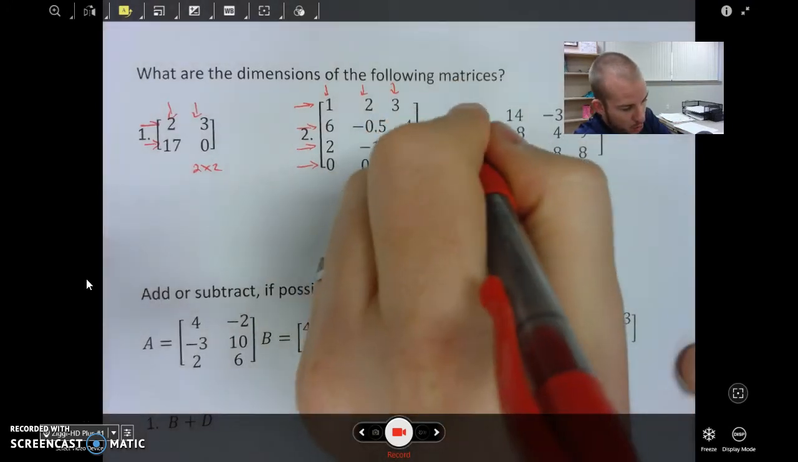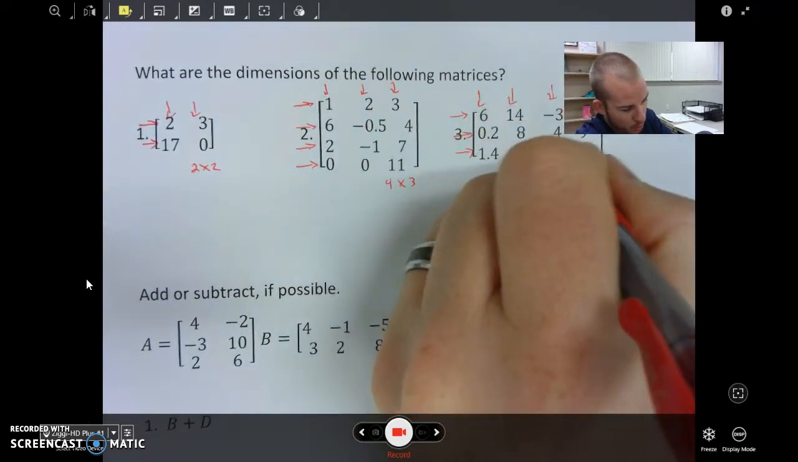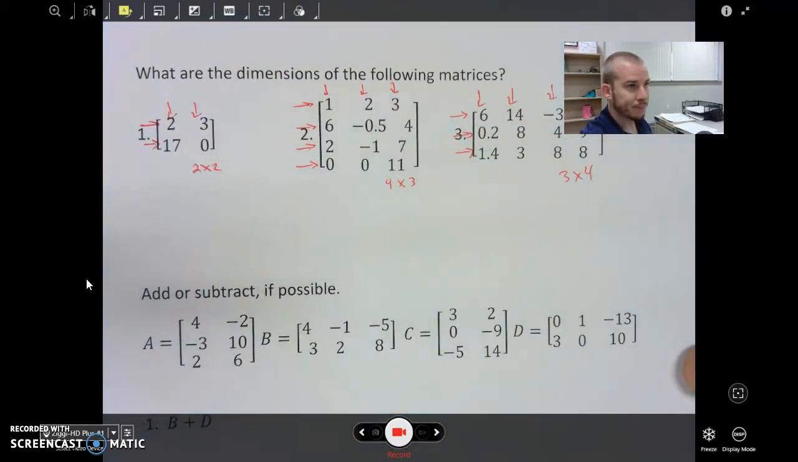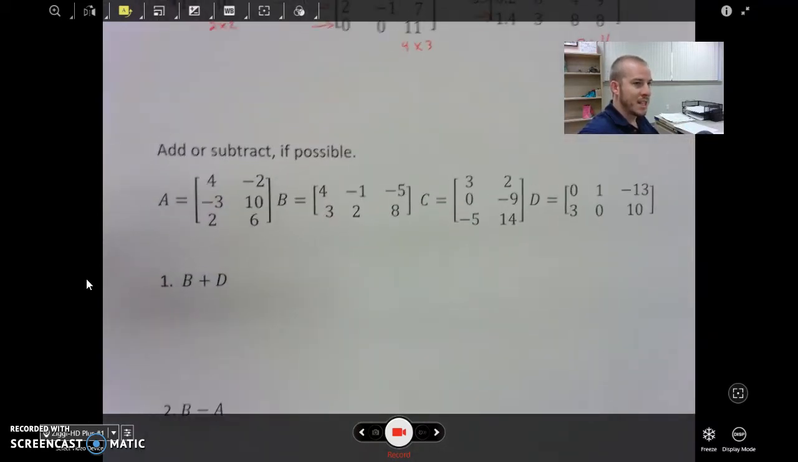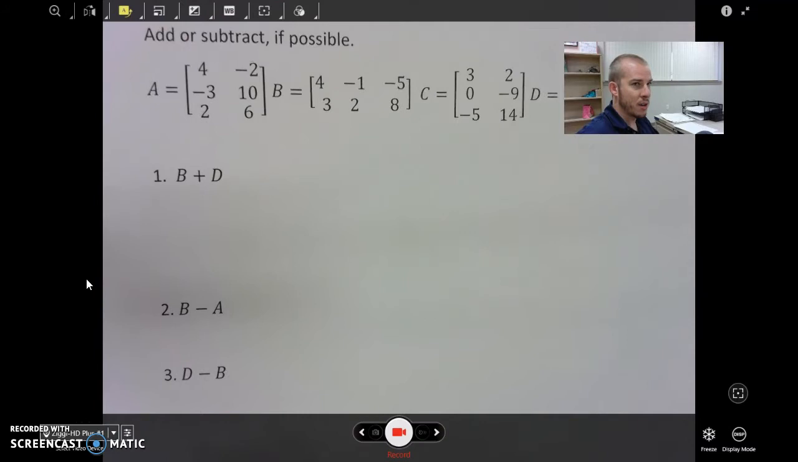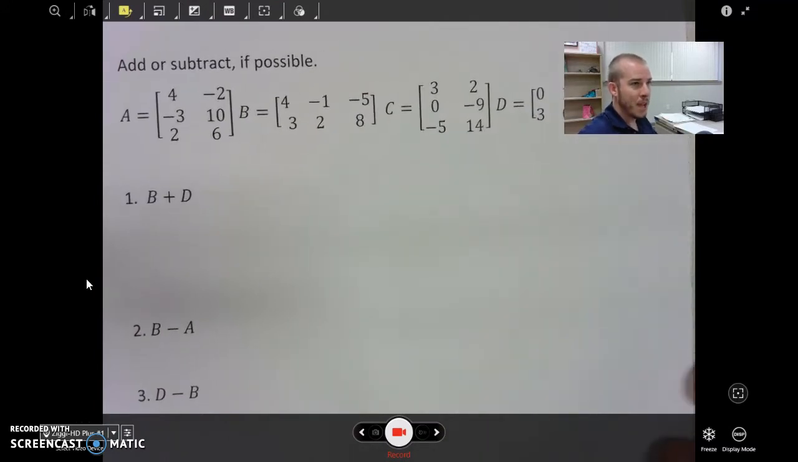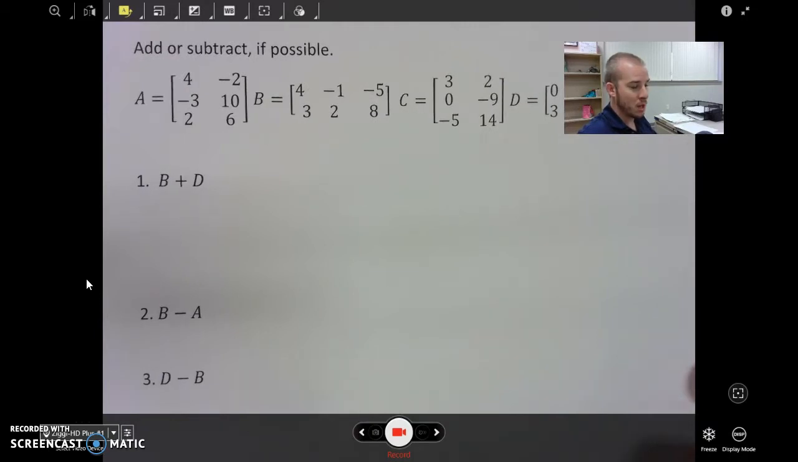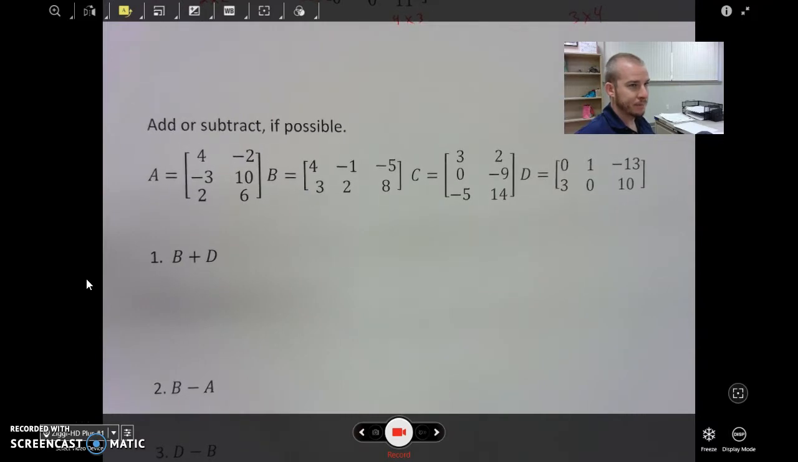Okay, this is 1, 2, 3 by 1, 2, 3, 4. So it's a 3 by 4 matrix. Okay. Now what I want you to do is take these matrices right here, and I want you to add or subtract them if possible. Okay, pause the video, and I want you to do B plus D, B minus A, and D minus B. And these are your four matrices right here, A, B, C, and D.